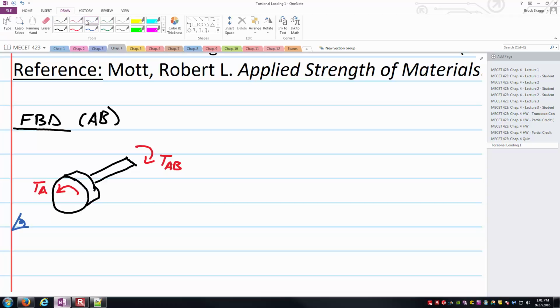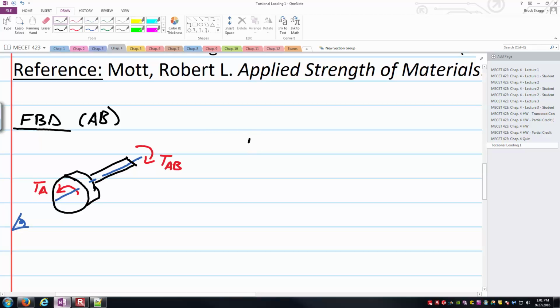As far as I'm going to say, I'm going to sum the torques here for it to be in static equilibrium, and when I say that, I'm basically summing the torques about this axis here that's running right along the axis of the shaft. And so we're assuming this thing's in static equilibrium. That is a complete free body diagram, and now we're ready to write our equilibrium equation.